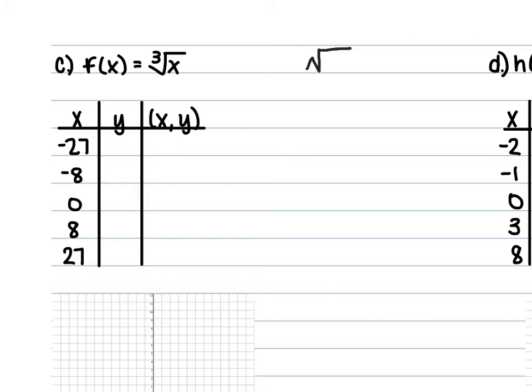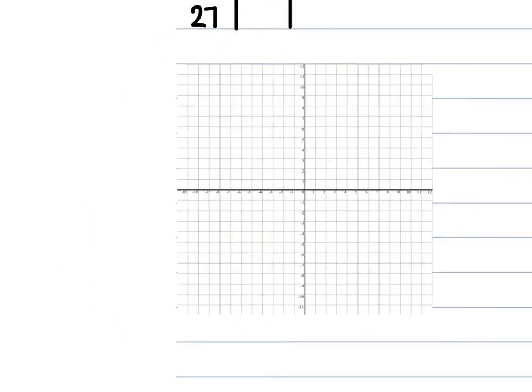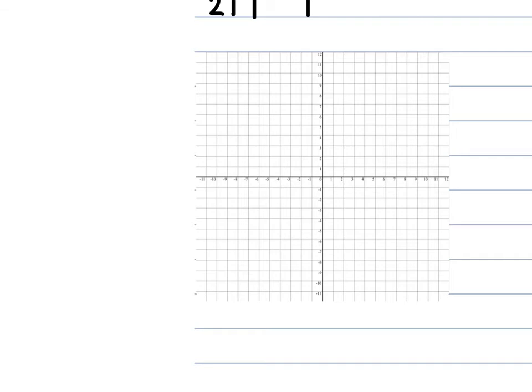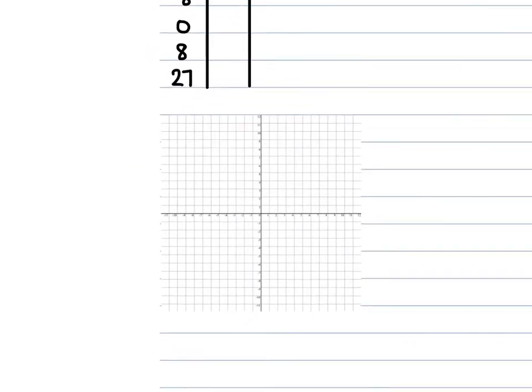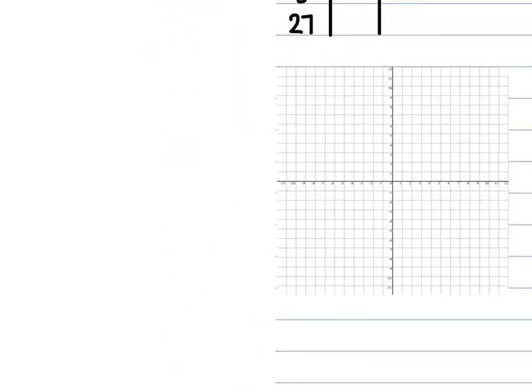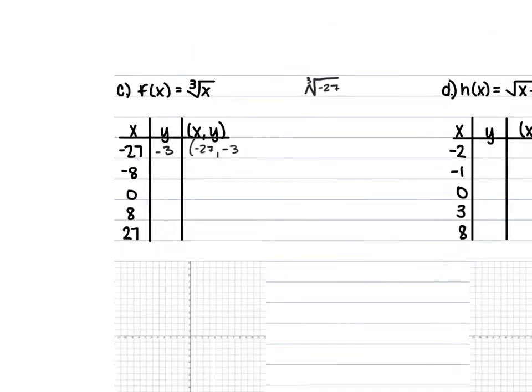Let's start with these numbers, though. They want the cube root of negative 27. So what times itself 3 times would give me negative 27? Negative 3. So we get the coordinates negative 27, comma, negative 3. Now that's going to be way off our graph. That's not even on here. I'm not even going to put this on the graph because negative 27 would be way over here. So I'm going to just work with some other numbers that I see here.